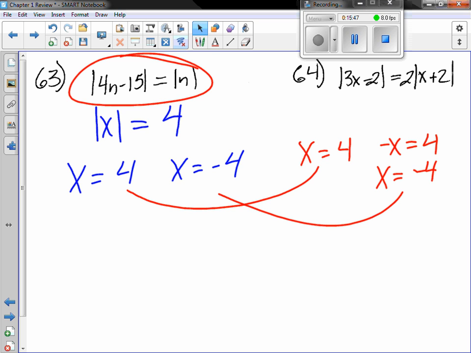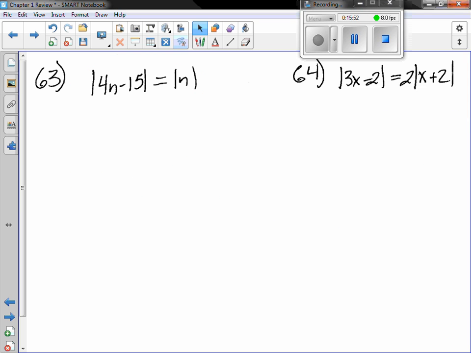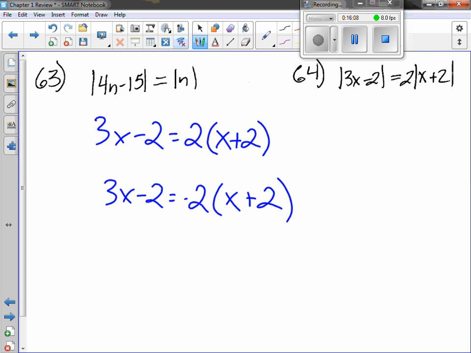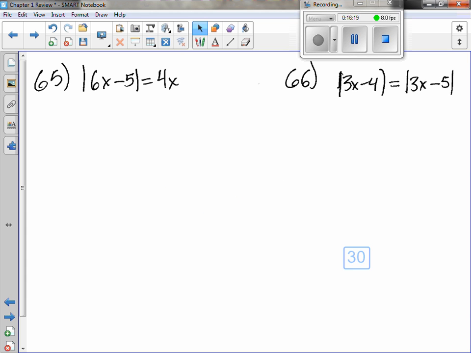And if it has a number out front, you just make that number positive or negative. So we could say 3x minus 2 equals 2 times x plus 2, and solve, distribute and solve. And then we can say 3x minus 2 equals negative 2 times x plus 2, and we distribute the negative 2. Okay? And that's it. So questions on any of this here? Because if there's no questions, we'll keep moving on.